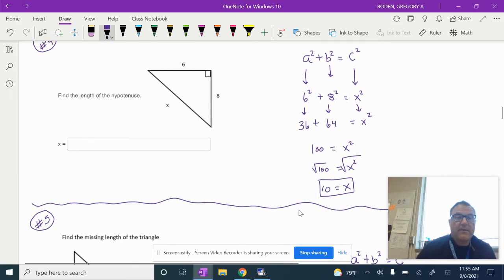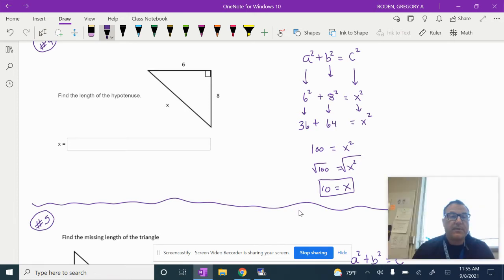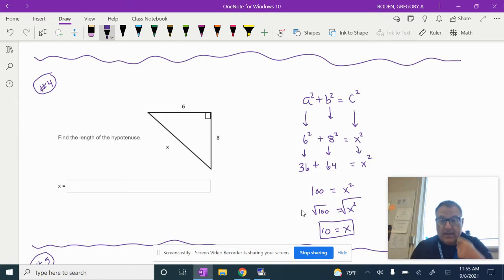Find the length of the hypotenuse. And again, this is my number 4. This may not be your number 4. So you're going to have to pause me, stop me, rewind me, until you find these problems. Okay? All right. So a squared plus b squared equals c squared on a right triangle, the Pythagorean theorem.